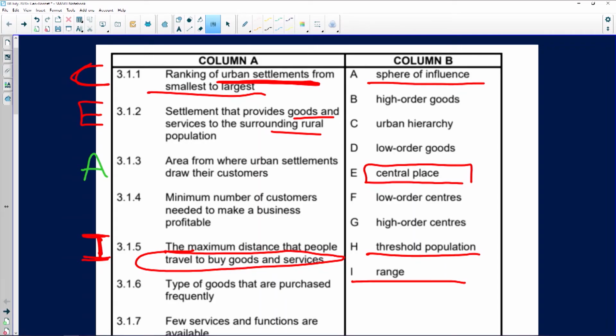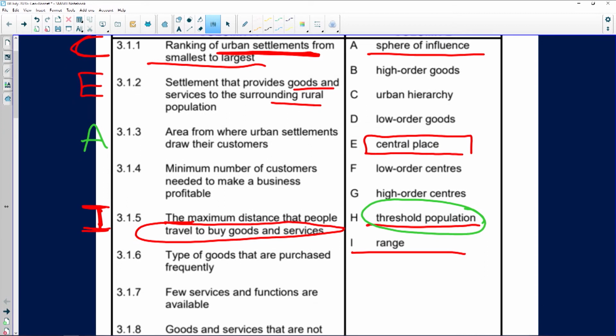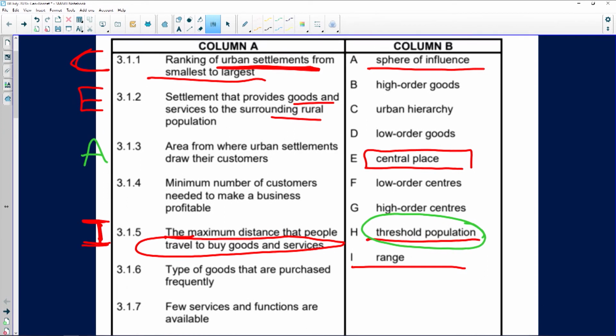Now, the last one that we're going to have a look at is the threshold population. It's that term over there. Now, the threshold population means, I'm just going to tell you the answer and I'll quickly explain it to you. The threshold population is the minimum number of customers needed to make a business profitable. How many people are needed for you to earn money?